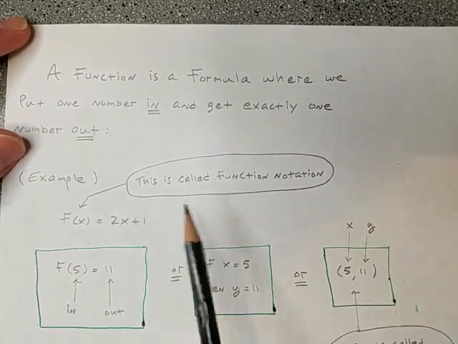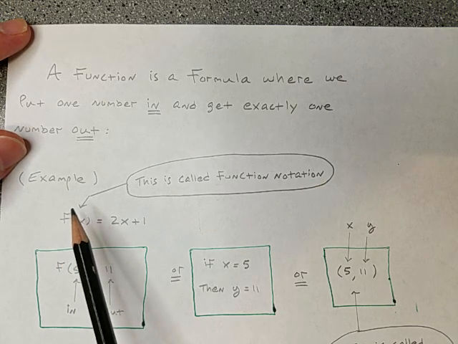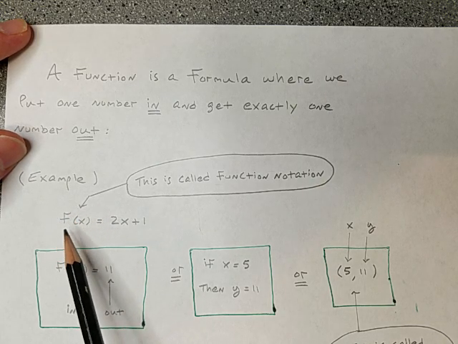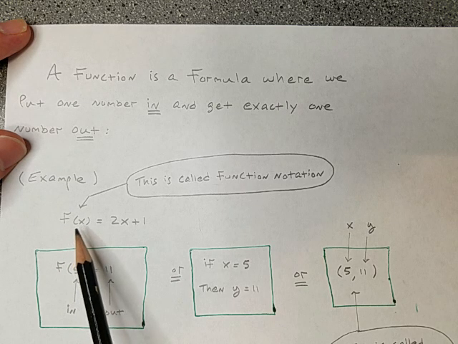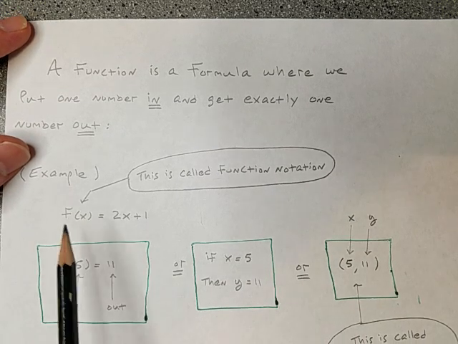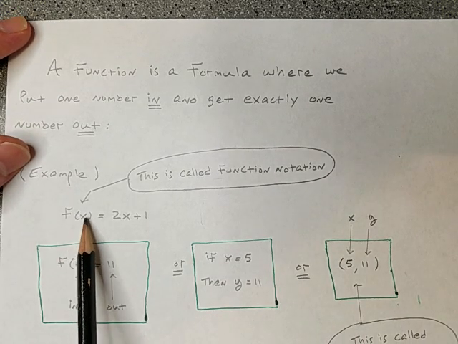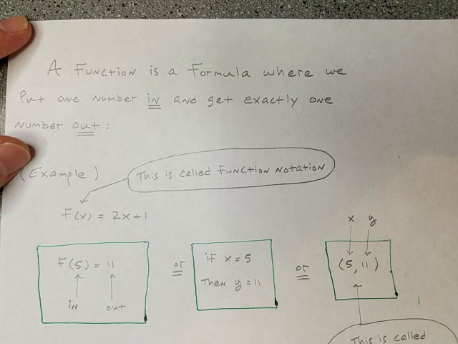I'll give you an example. So here's a function, say f of x. That kind of symbol right there, the f, the parentheses, the x, we read that f of x. That's called function notation. And this signifies that x is the variable in the function. It says 2 times x plus 1.